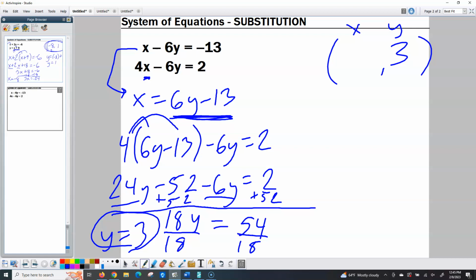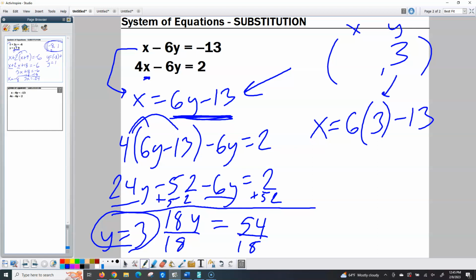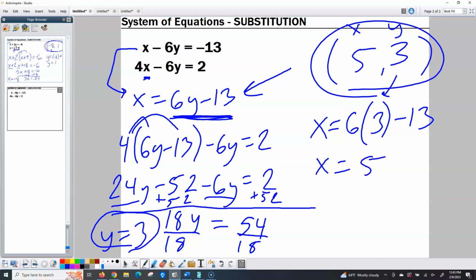To get the other point, I can punch it into any of those. I'm going to punch it into this version of the top equation. So I'm going to say x equals 6 times 3 minus 13. So that 3 was right there where that y was. And that would be x equals, I think, 5. So your answer is 5, 3.